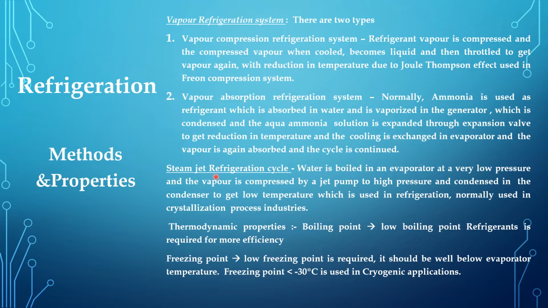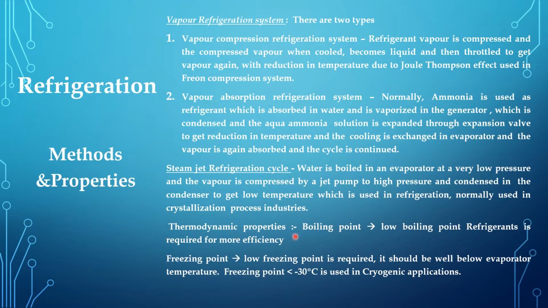The next method is steam jet refrigeration cycle. Water is boiled in an evaporator at a very low pressure, and the vapor is compressed by a jet pump to high pressure and condensed in the condenser to get low temperature, which is used in refrigeration, normally used in crystallization process industries.